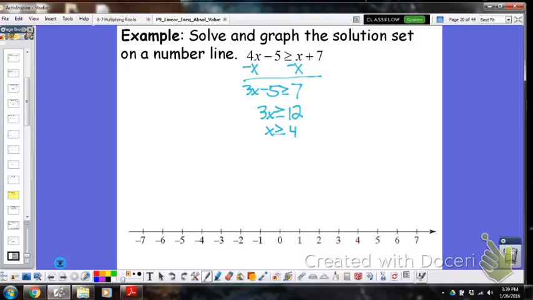And if we want to, we can write this in interval notation. My lowest I can be is 4, including because it's an equal to, and I can go all the way up to infinity. Let's go ahead and graph this. We'll have a closed circle at 4, and I can be everything to the right of it.